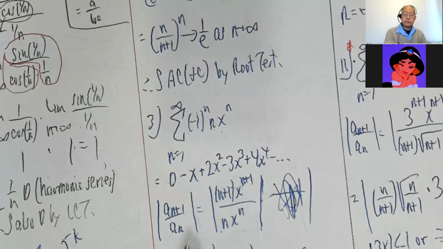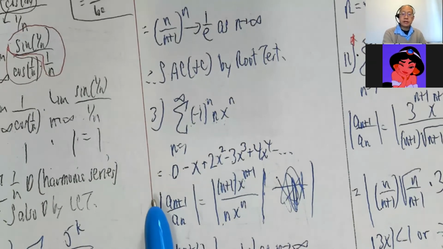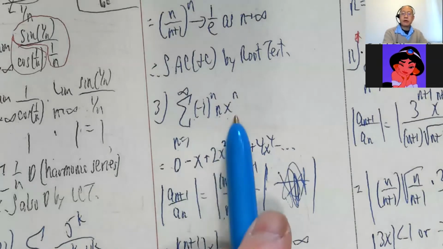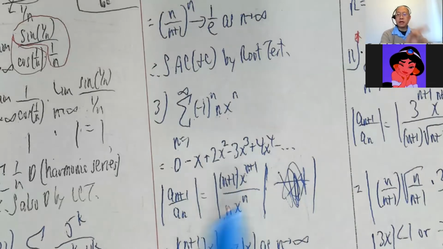Let's find out. So let's take the ratio test. So absolute value of a sub n plus 1 divided by a sub n. Now, this particular series doesn't have a fraction. So remember where I said, okay, we have to do the flipping and all that stuff.